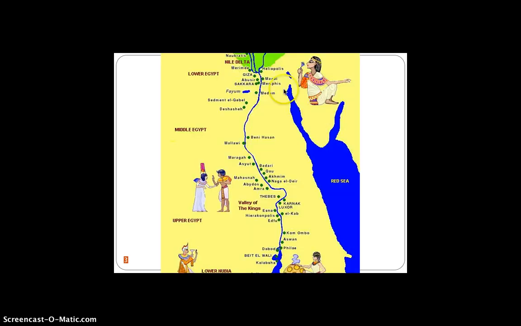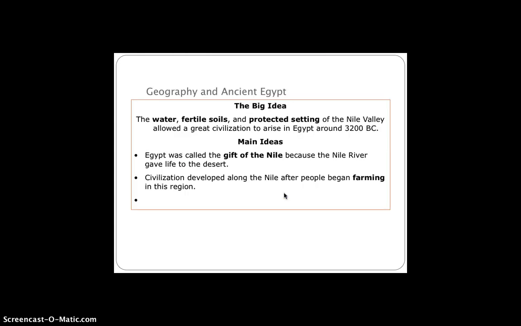In Egypt, the main landform is known as the Nile River. The Nile River is the longest river of the world. Its waters flow south to north, which is unusual because most water flows north to south. We'll talk about the importance of the Nile River as we go through today's notes.